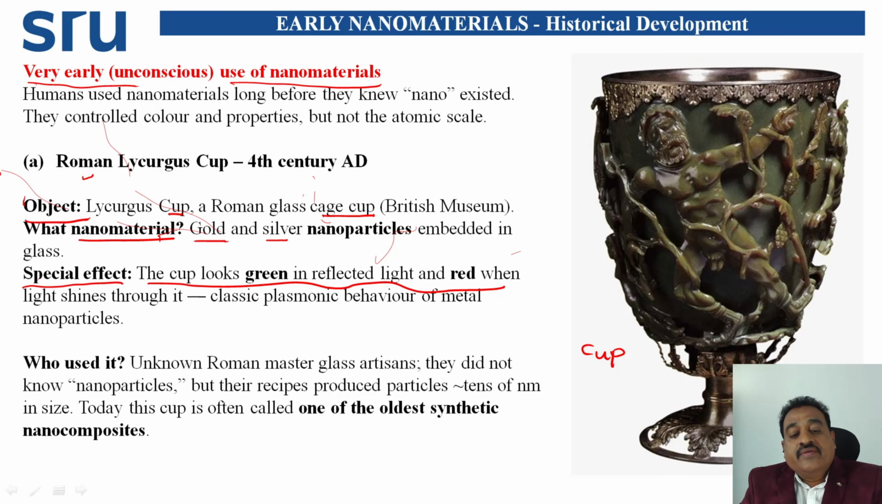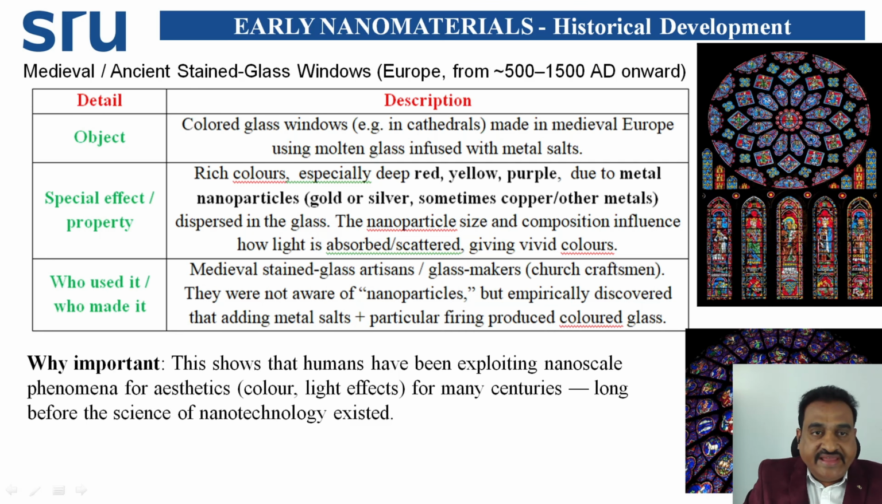Nanocomposites. So what I am saying, at the nanoscale, materials exhibit unique optical, electrical, magnetic, and chemical properties. These unusual properties are the foundation of nanoscience. That is why nanomaterials are so important in electronics, medicine, energy, and computing. So, coming to the next one.